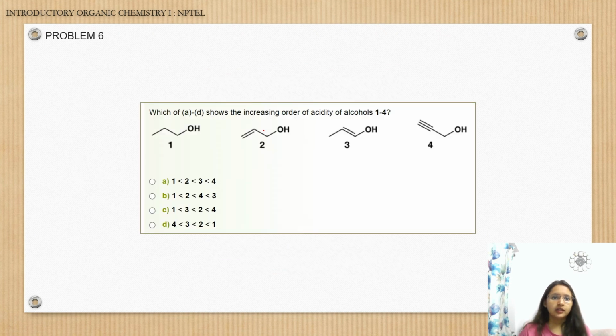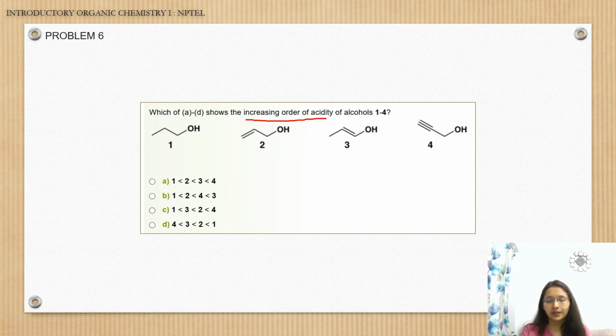In problem number 6, they are asking which of A to D shows the increasing order of acidity of phenols 1 to 4. So now you have to decide which shows the highest acidity, and order them in increasing order of acidity. Now what happens?